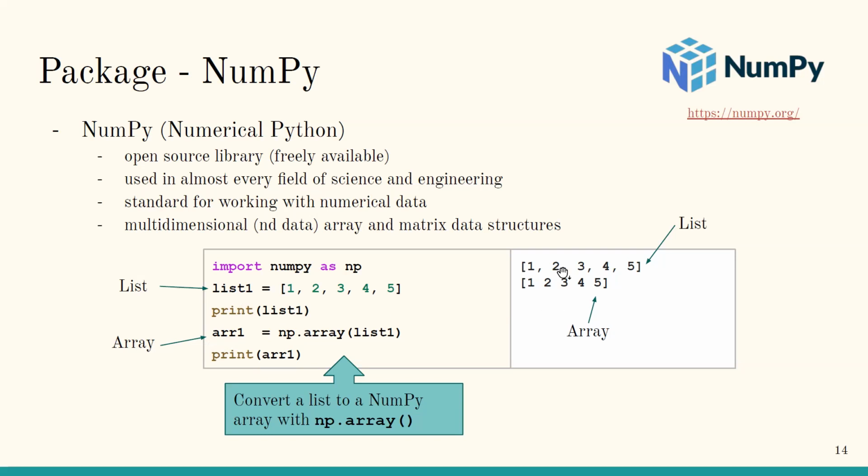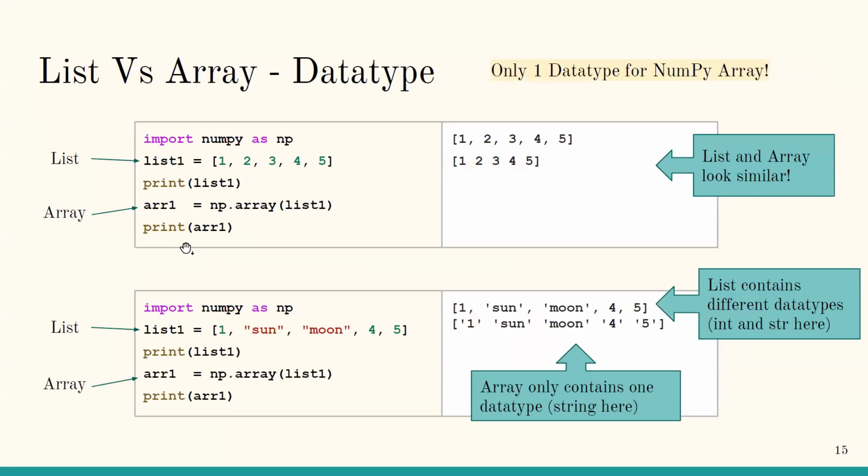So you will see that, okay, so what's the difference, right? It's exactly the same, except that when you print the array, you don't see the comma here anymore. It's just space, right? Spaces between. In this lesson, we will tell you the difference, okay? So first of all, the data type. For an array, it's only one data type.